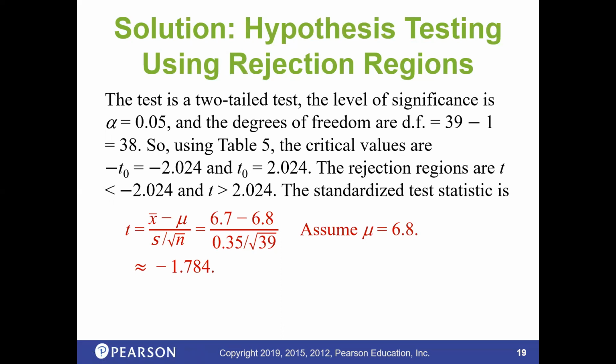So can you guys graph this for me? That'd be a good one to try to do. Graph the pieces, tell me the border of your rejection regions, and then put a little dot where we find a negative 1.784.